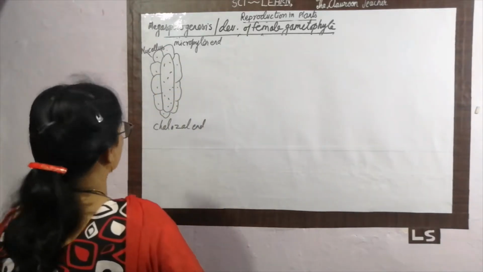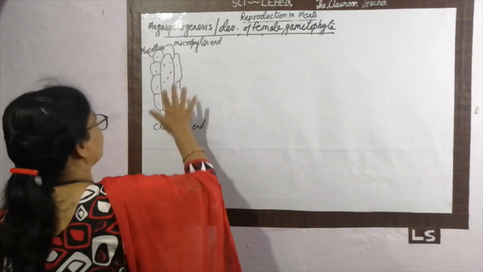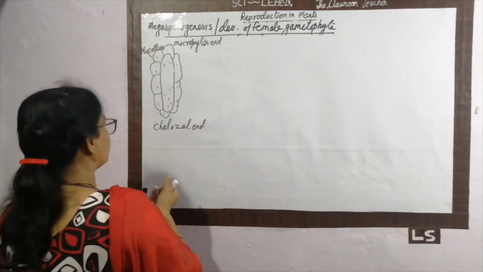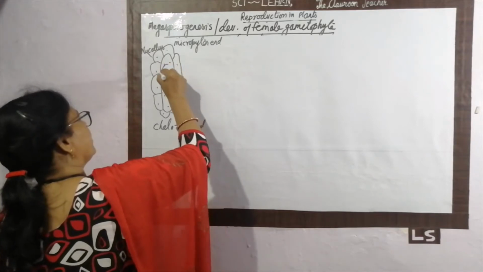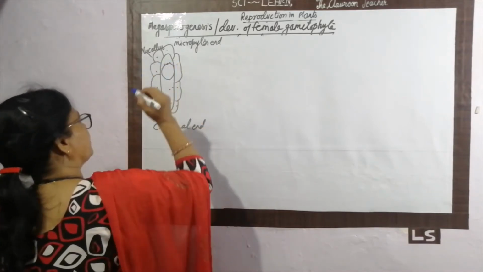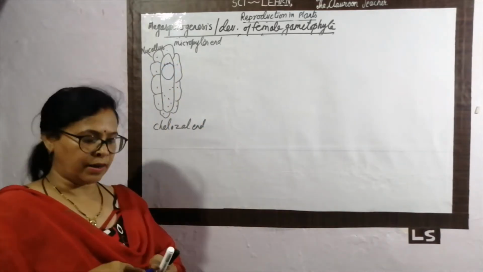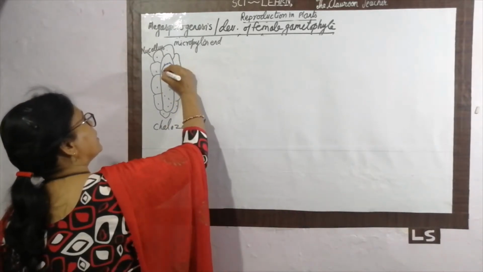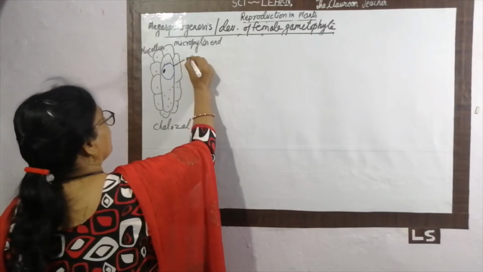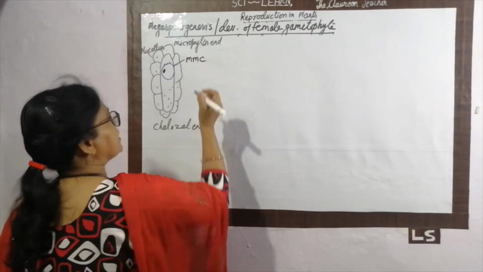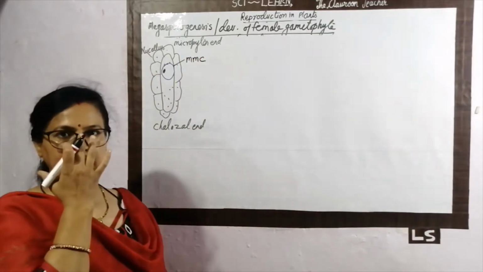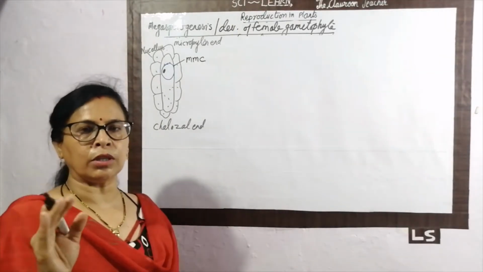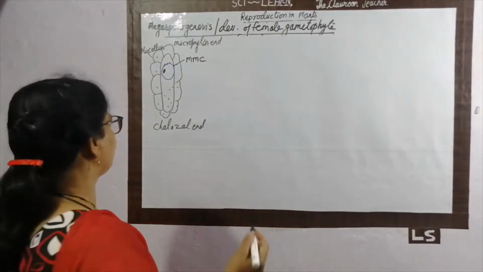One of the cells present here in the ovule near the micropylar end gets enlarged, having a prominent nucleus and dense cytoplasm, and this is called the megaspore mother cell. This megaspore mother cell further undergoes the divisions called meiosis 1 and then meiosis 2.